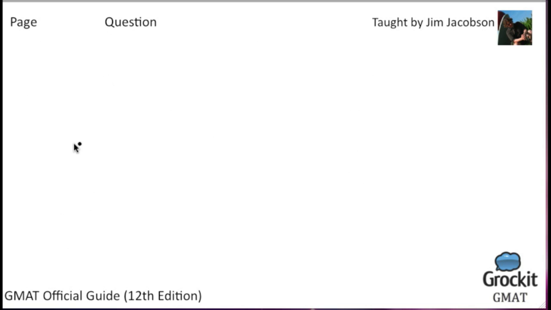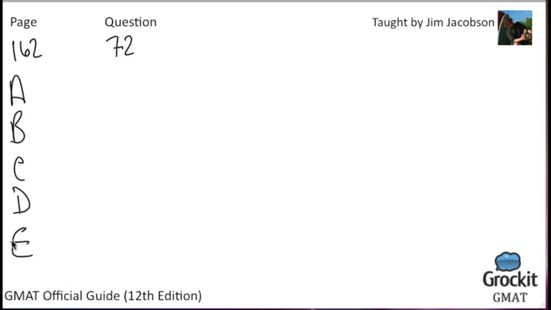So 162, number 72. We have 20, 24, 36, 48, and 96. So a gym class can be divided into 8 teams with an equal number of players on each team, or into 12 teams with an equal number of players on each team. What is the lowest possible number of students in the class?